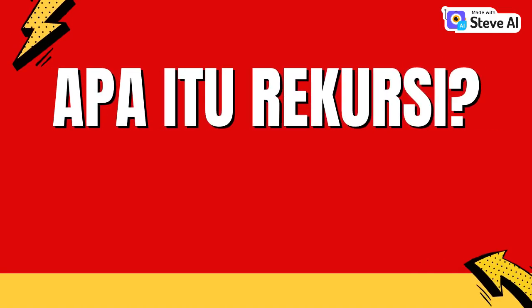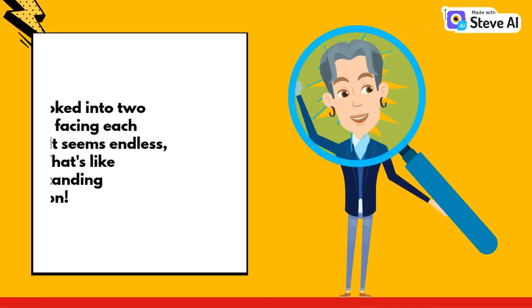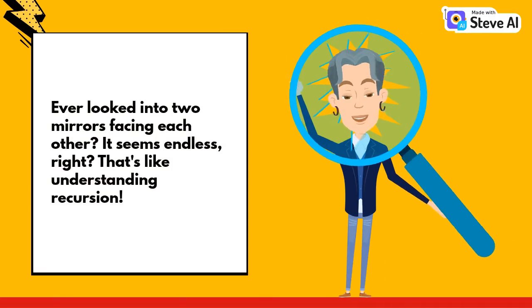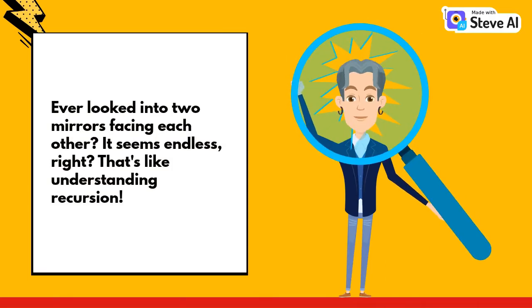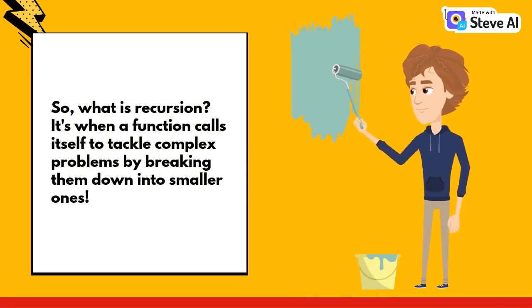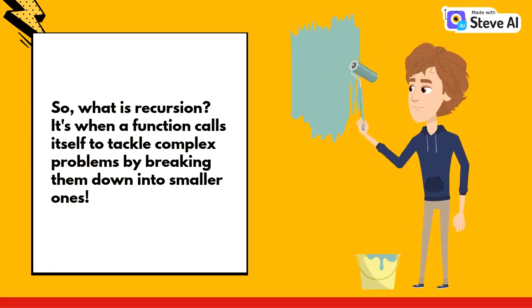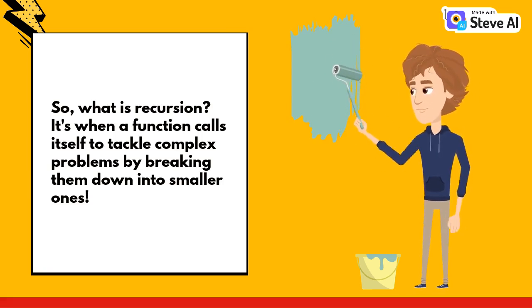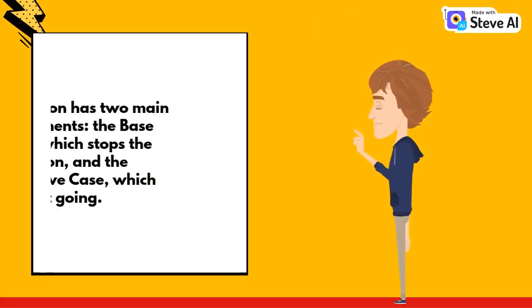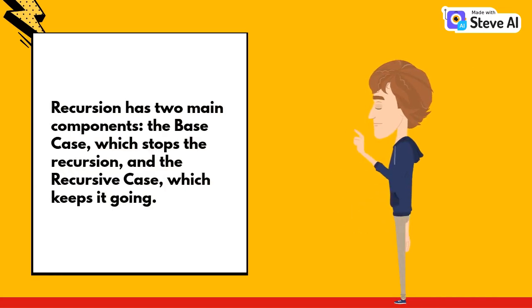Apa Itu Rekursi. Ever looked into two mirrors facing each other? It seems endless, right? That's like understanding recursion. So, what is recursion? It's when a function calls itself to tackle complex problems by breaking them down into smaller ones. Recursion has two main components, the base case, which stops the recursion, and the recursive case, which keeps it going.